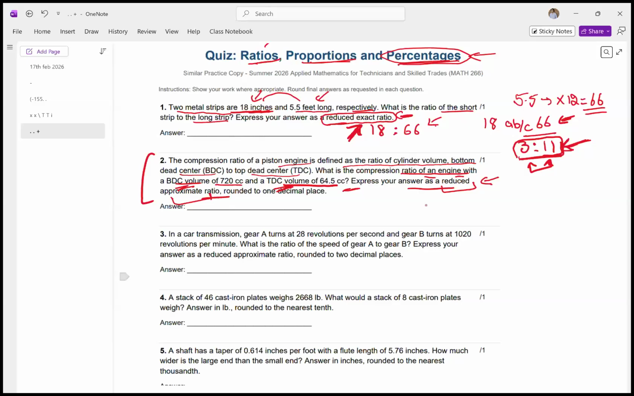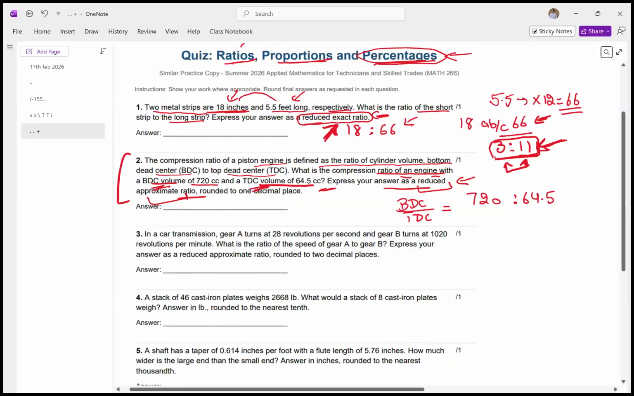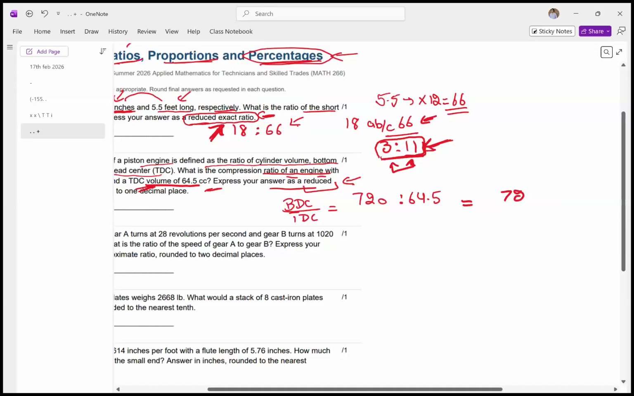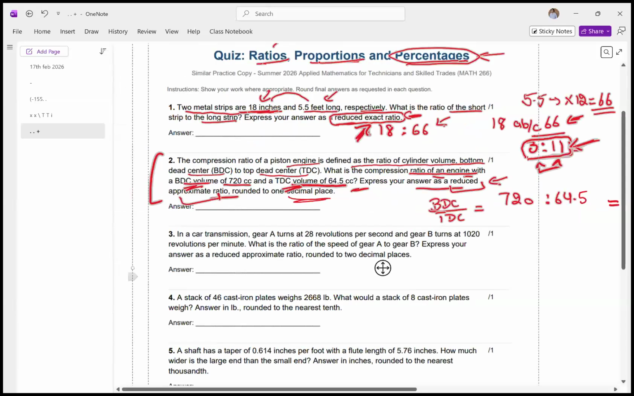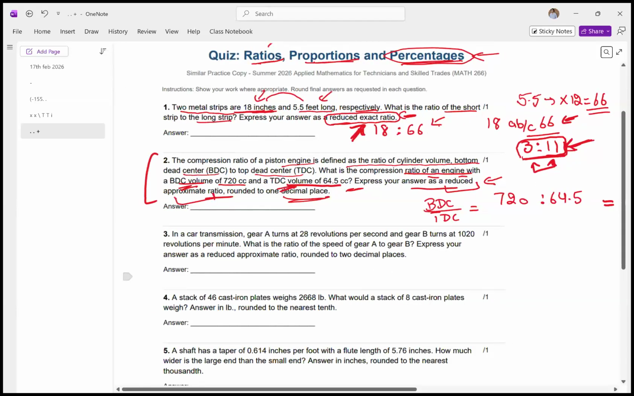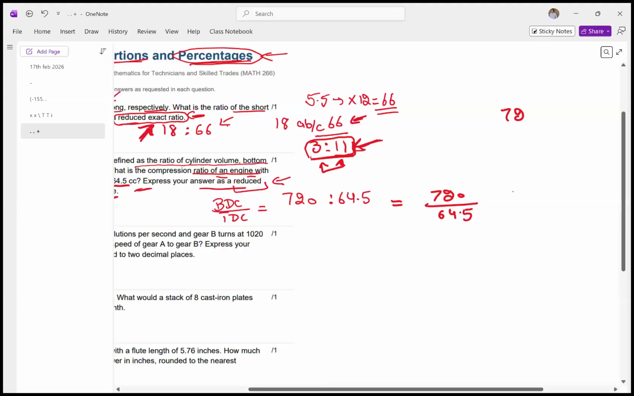So I'm going to reduce the BDC upon TDC, 720 ratio 64.5. Now you can write it in the fraction form also. You will write it as 720 over 64.5. Now to reduce it to the approximate ratio and round it to one decimal place, that will be just simply 720 divided by 64.5. So that's going to give you the number.